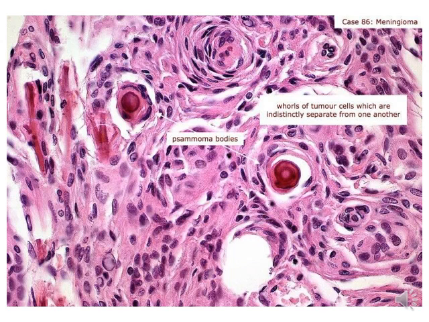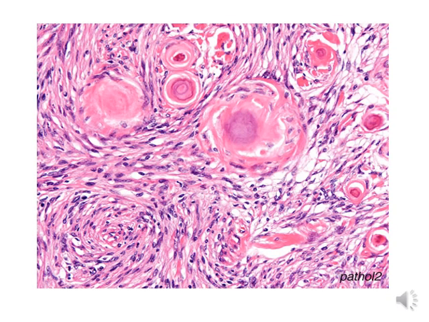Here the so-called psammoma bodies. It starts as hyaline eosinophilic bodies and then becomes calcified. It's very characteristic of meningioma. Another microscopic picture of meningioma showing the whorly appearance of the meningothelial cells and the psammoma bodies scattered in between the whorls.